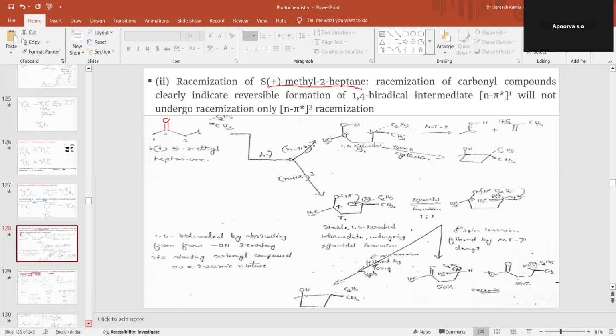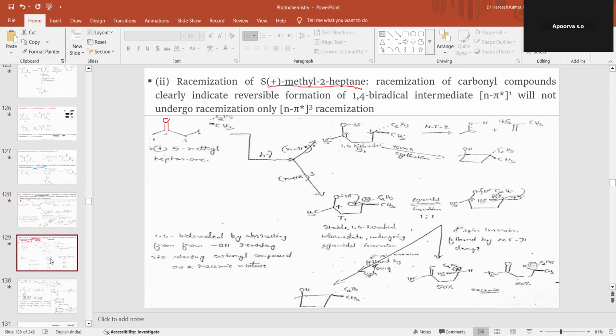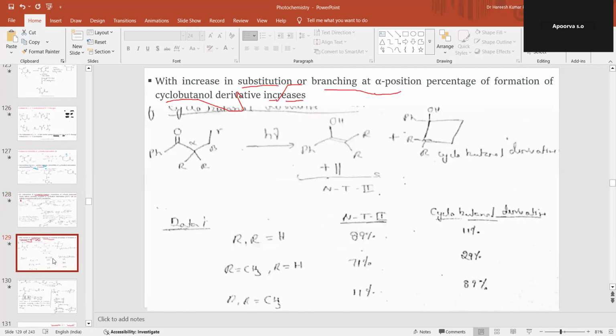Then this is the next slide. So here is the explanation for the cyclobutanol formation.